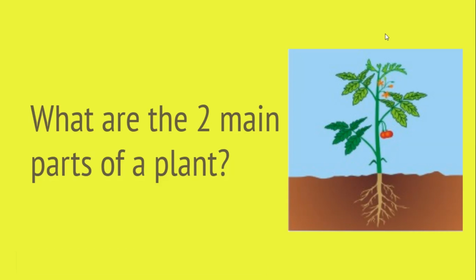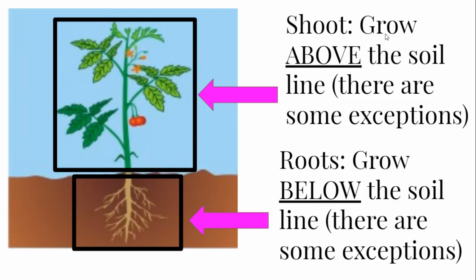What are the two main parts of a plant? So we are going to now be talking about just vascular plants. And the reason they are a vascular plant is because they have special tissue to transport food and water throughout the plant. They also have a root system and a shoot system. And this is what we're going to talk about next.